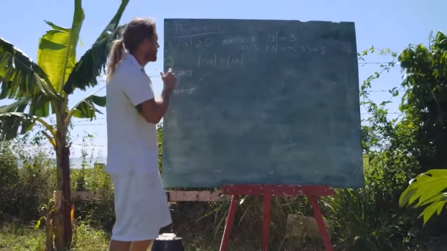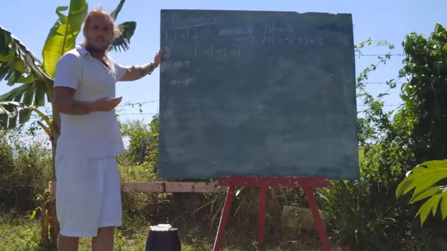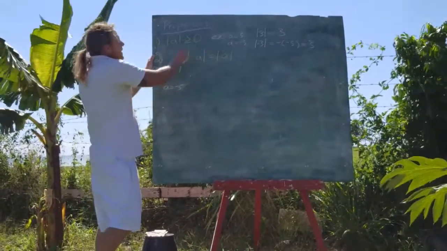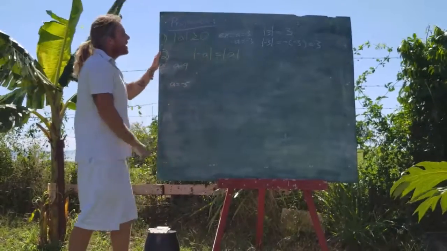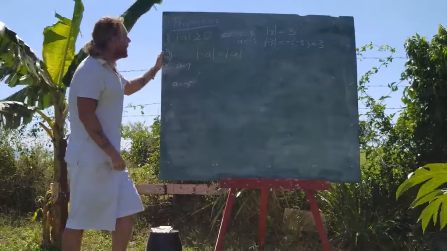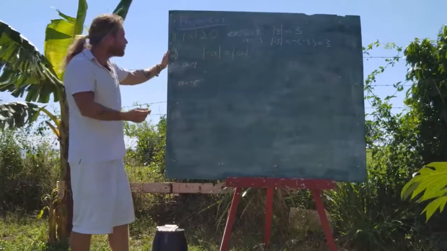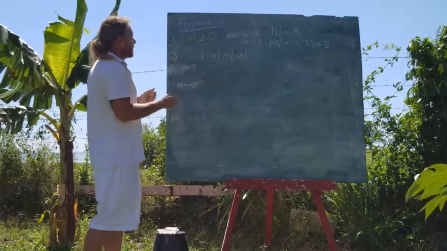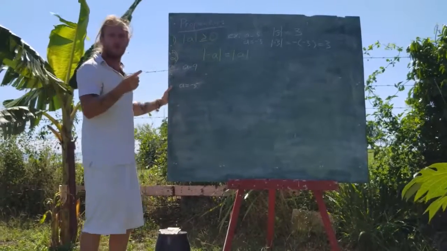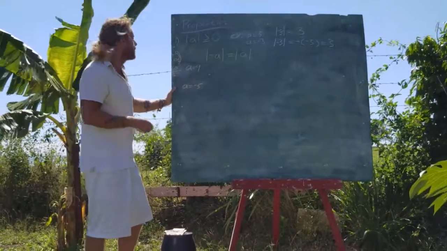Distance is always positive. So property number 2 that we're going to look at states this. The absolute value of negative a is equal to the absolute value of a. All right? Let's take a few examples. Let's test this out. We won't prove these necessarily, we'll just demonstrate through examples the consistency of them.